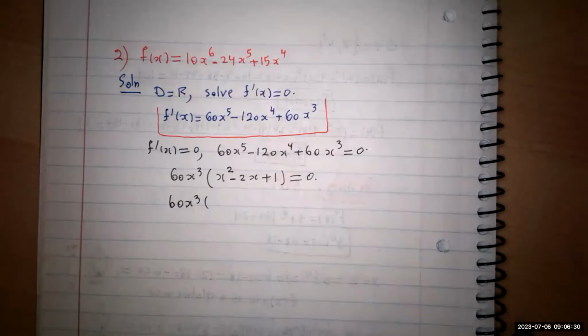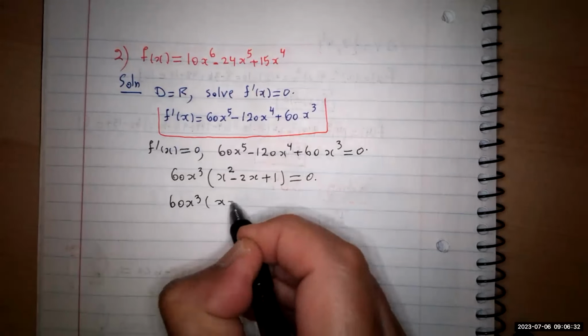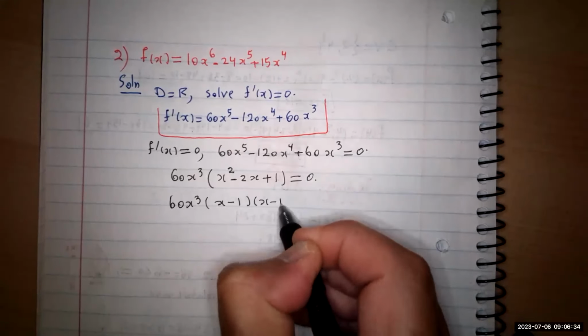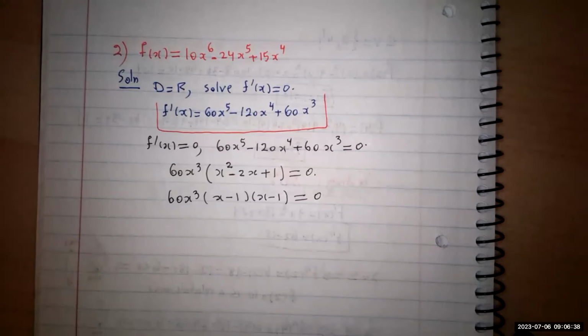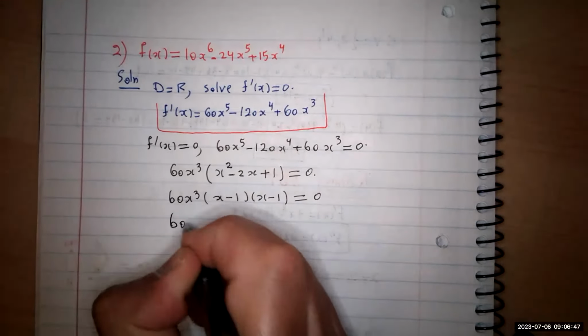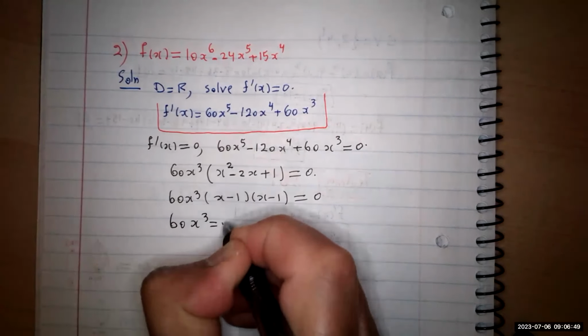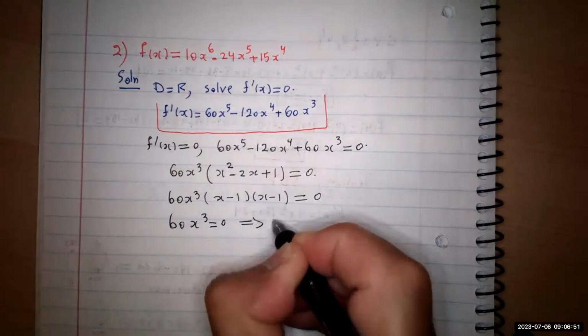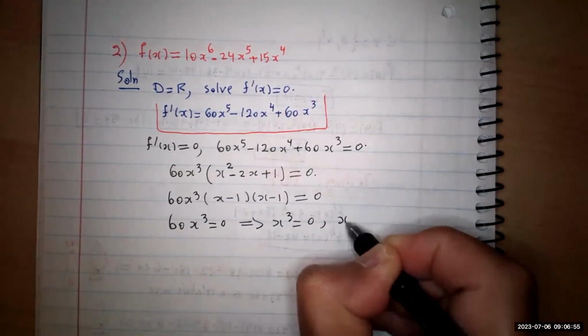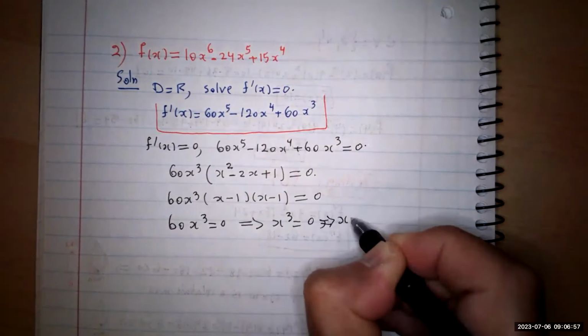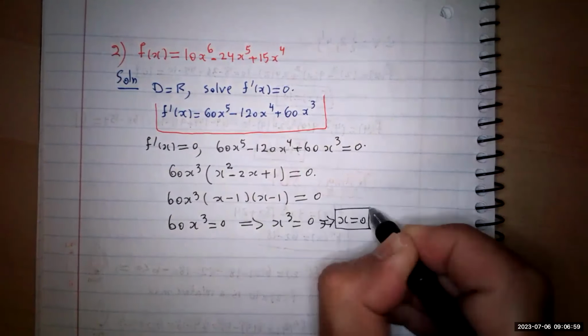The difficulty is when you factor out this one, 60x cubed, you see, to find the two numbers that give you x minus 1 times x minus 1. It's like x minus 1 squared, and that will cause difficulty. Now let the factors be equal to 0 to get the solution. 60x cubed equal to 0 implies x cubed equal to 0, which implies x is equal to 0. So this is one solution.